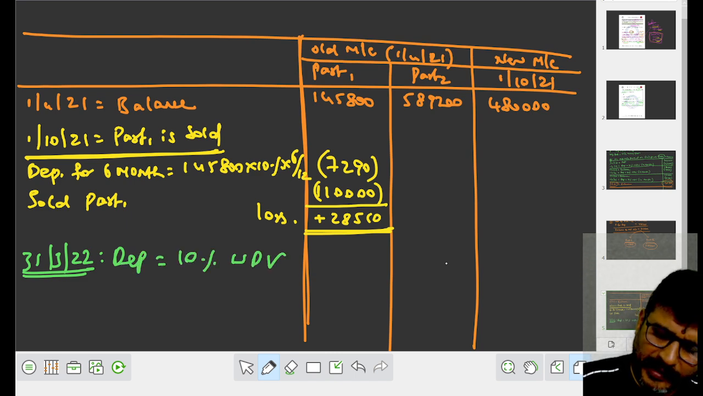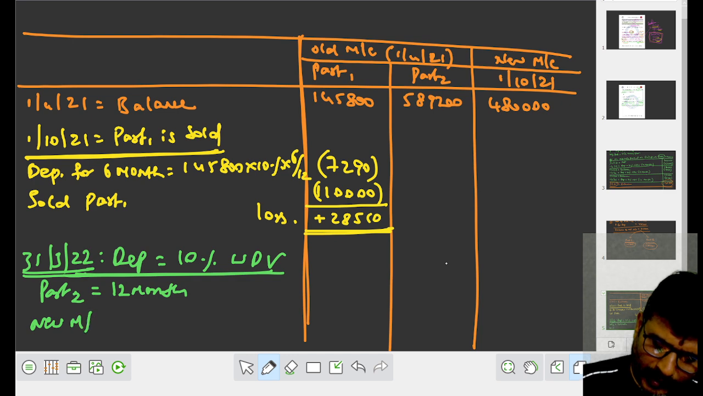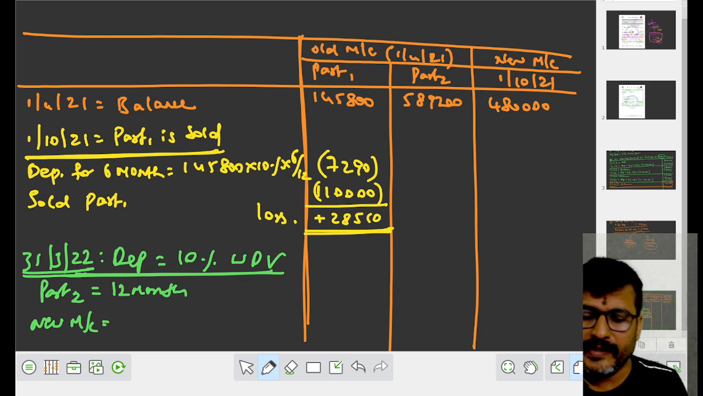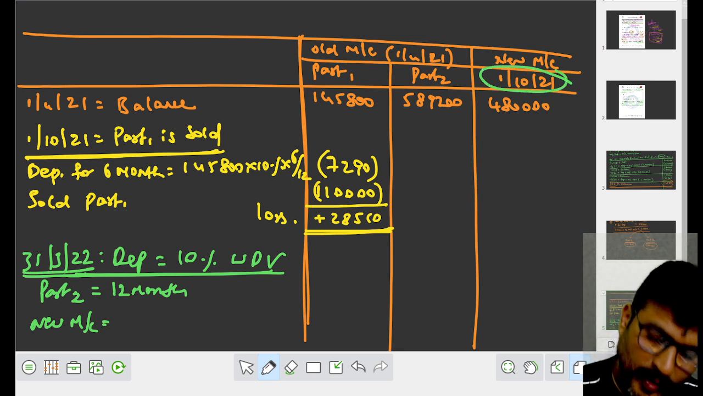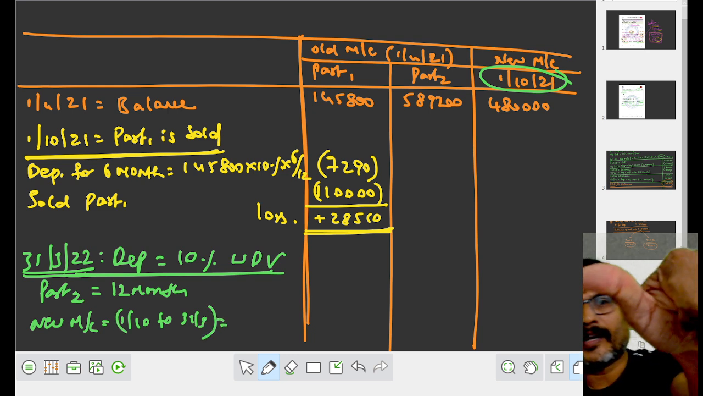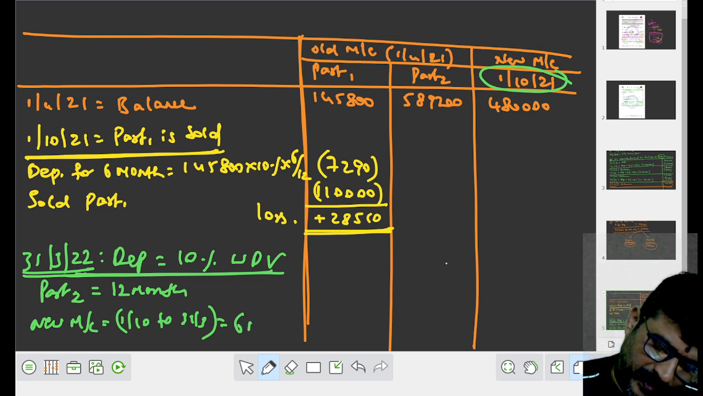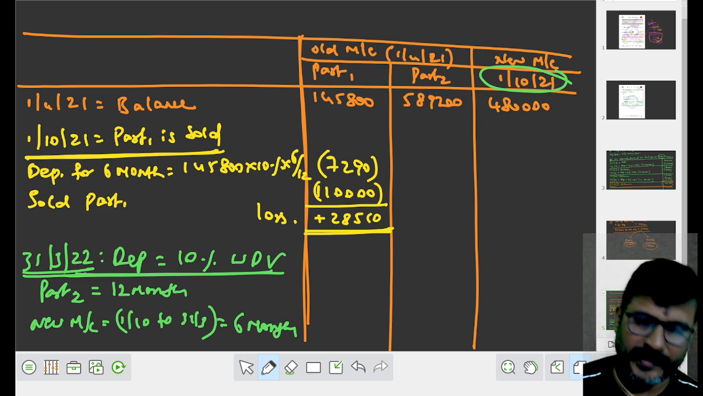Depreciation 10% WDV, that is written down value method. On part 2, we have to calculate for 12 months. On the new machine, see, the new machine is purchased on October 21, so 1st October to 31st March: October, November, December, January, February, March. It comes to 6 months.